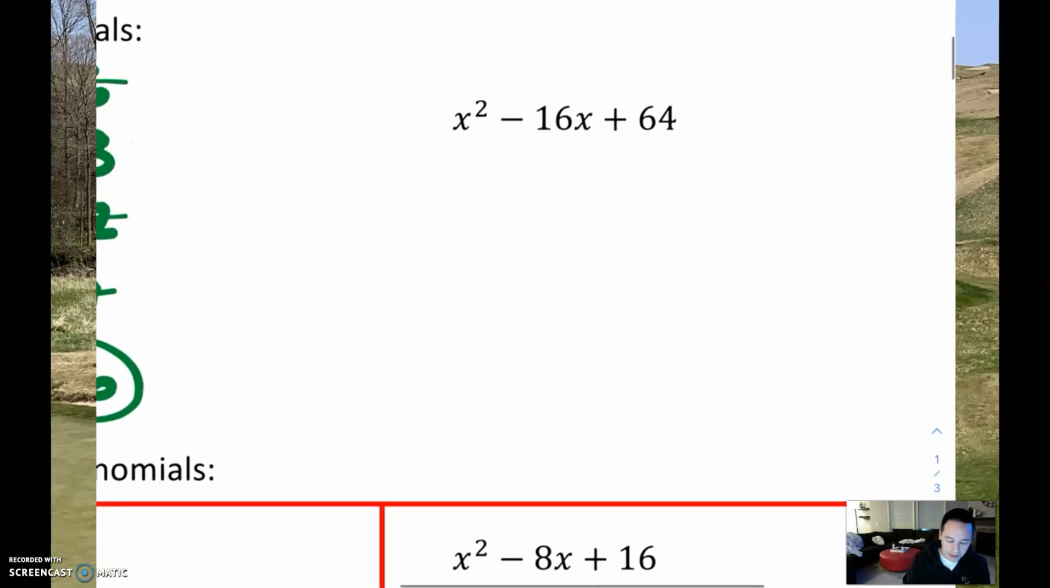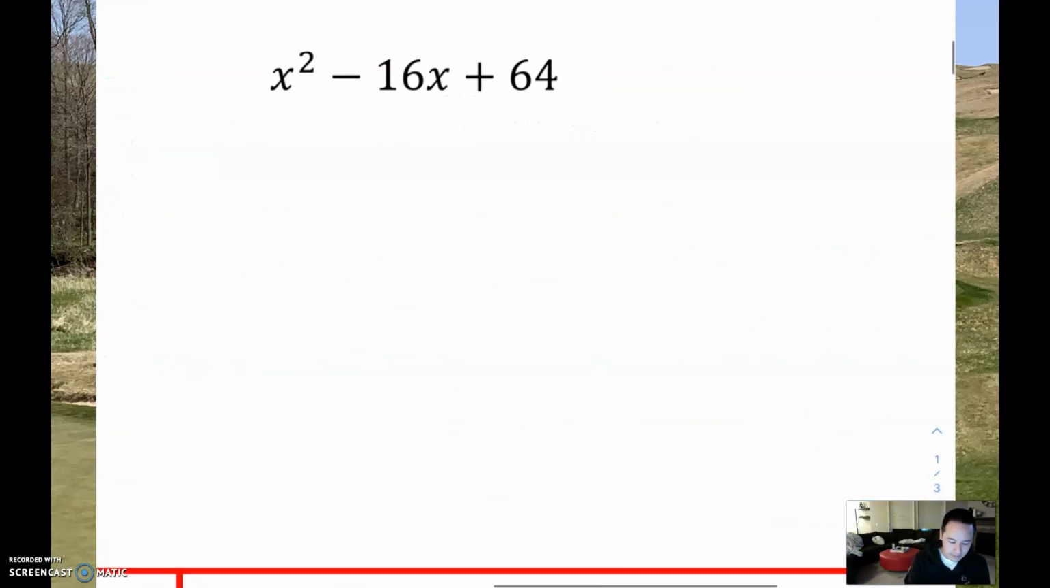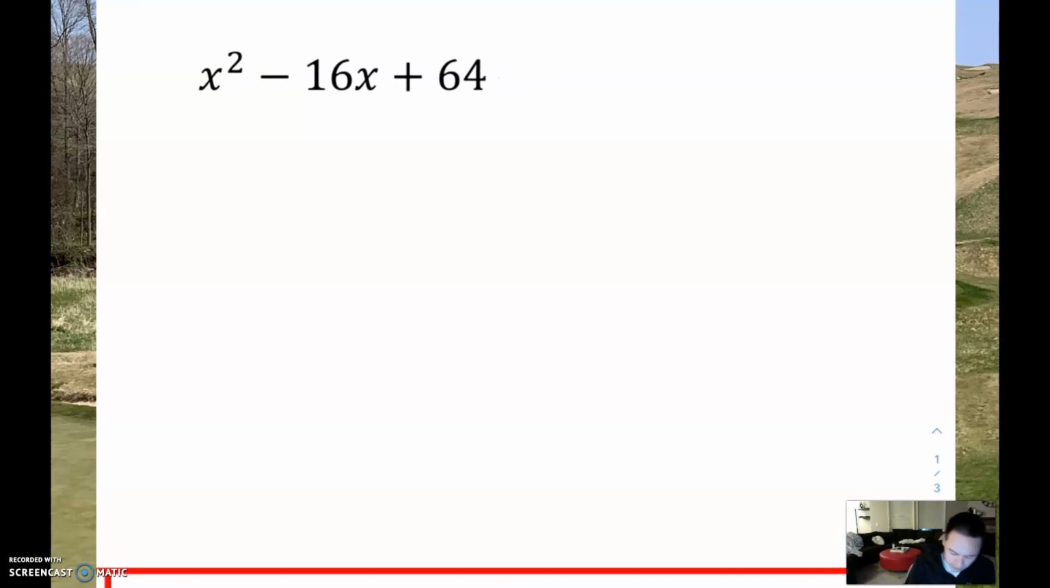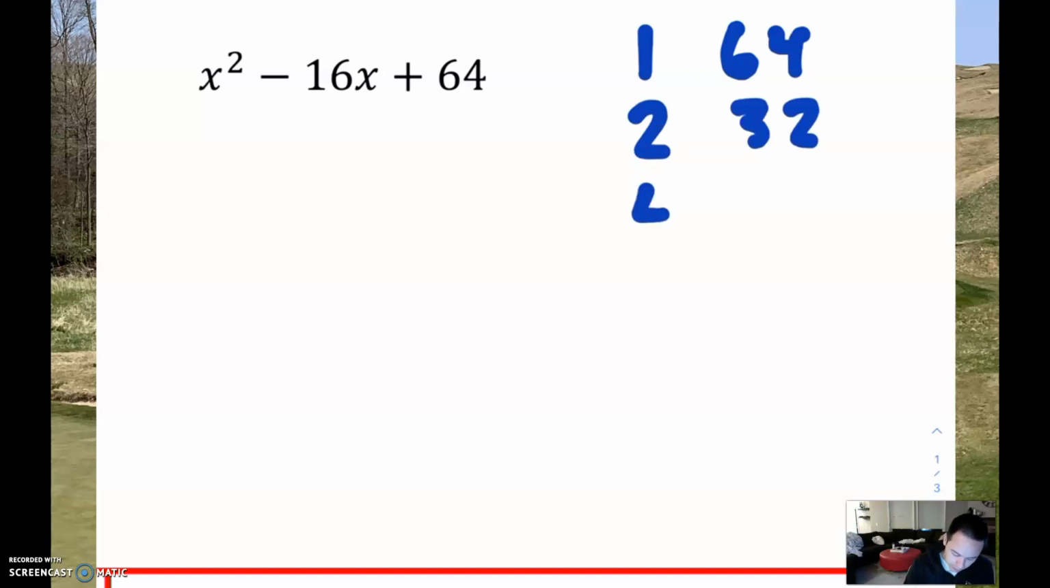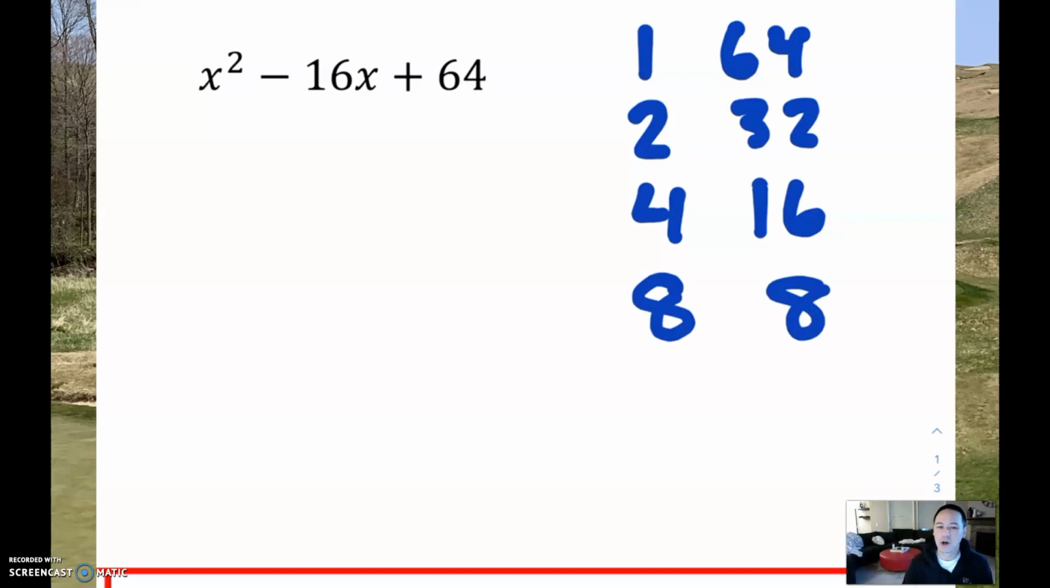Let's take a look at one more example. And again, we're going to look at the things that could multiply to a 64. And that's 1 and 64. That's going to be 2 and 32. 3 won't work, but we could do 4 and 16. 5 won't work. 6 won't work. 7 doesn't work, but 8 works. So those are all the possibilities that could multiply to a 64.